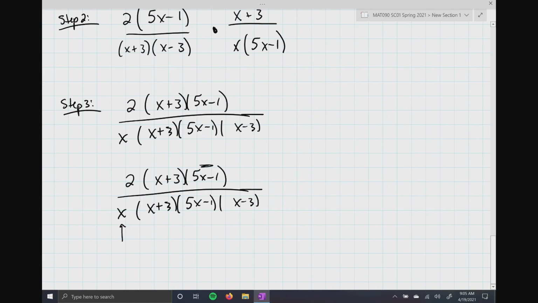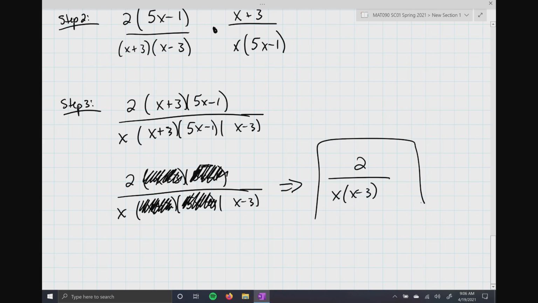All right, so nothing reduces the x in the denominator. Now, the x plus 3 in the numerator, x plus 3 in the denominator. The 5x minus 1 in the numerator, 5x minus 1 in the denominator. Now that everything is reduced, I just write whatever's left over. In the numerator is a 2. In the denominator, it's x times x minus 3.